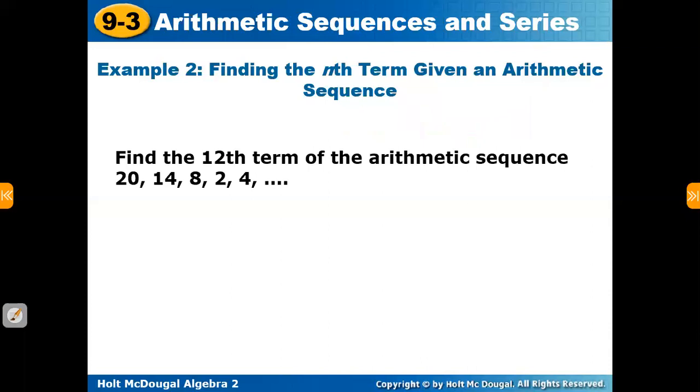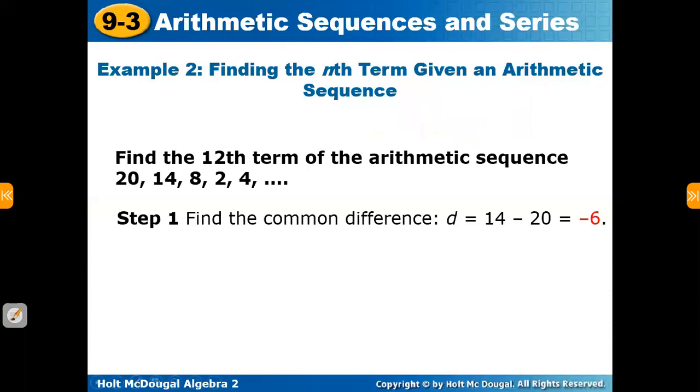So what can I see? Find the common difference. The common difference is the second term minus the first term, or the third term minus the second term: the difference between two consecutive terms. But you have to take the one that comes later minus the prior one. Okay? So 14 minus 20, not 20 minus 14, for this series.